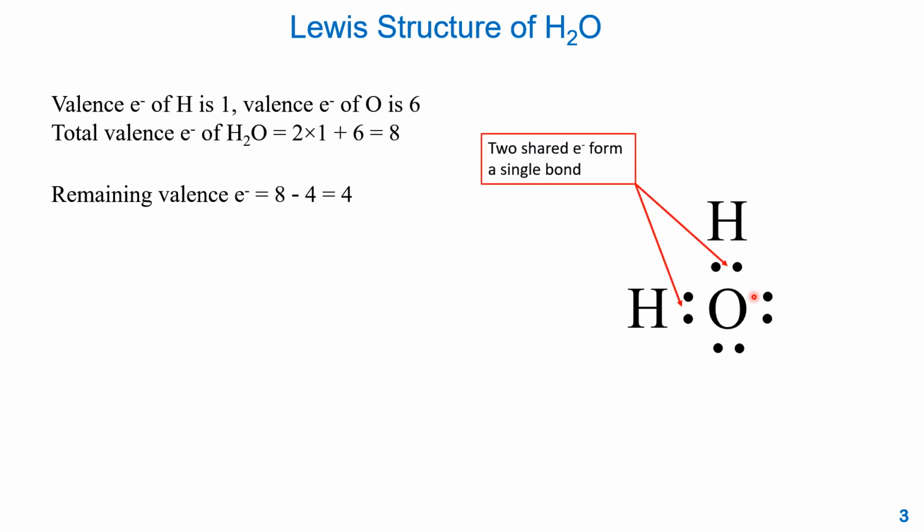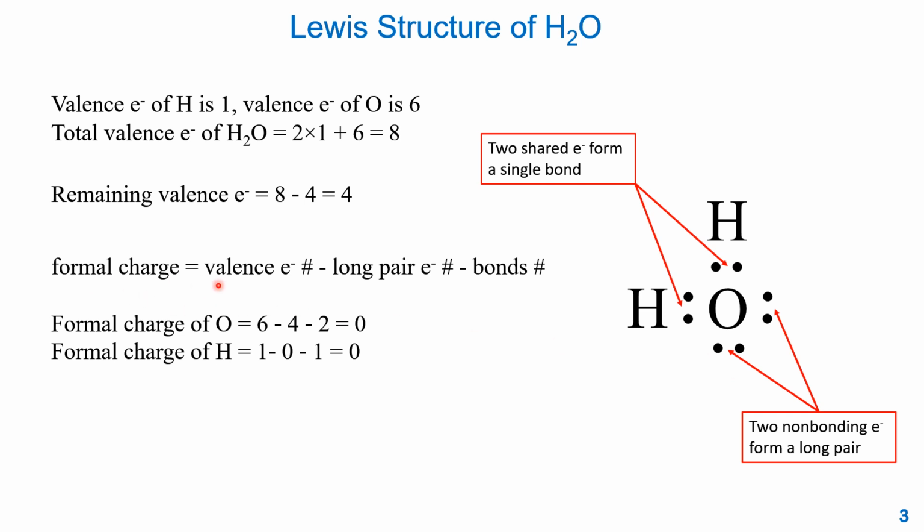Two shared electrons make a single bond. That's another single bond. And those are lone pair electrons. So oxygen has two lone pairs. Each lone pair has two electrons.